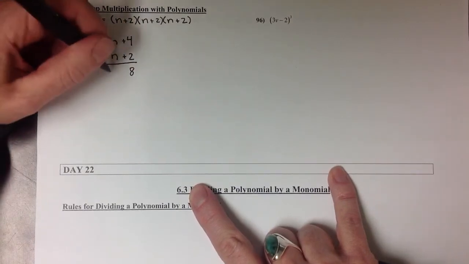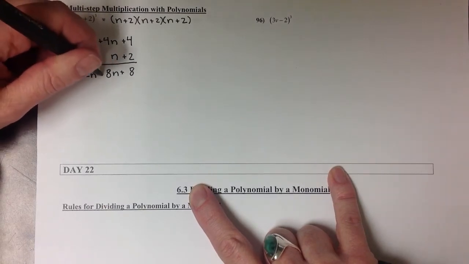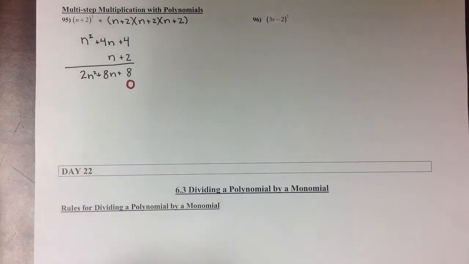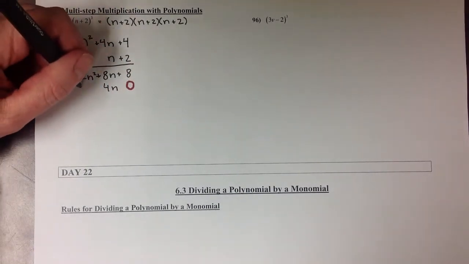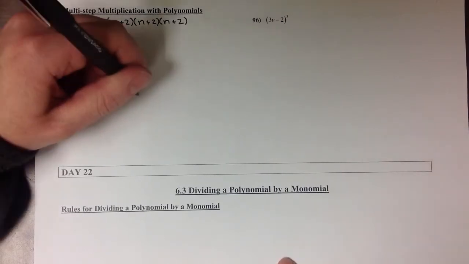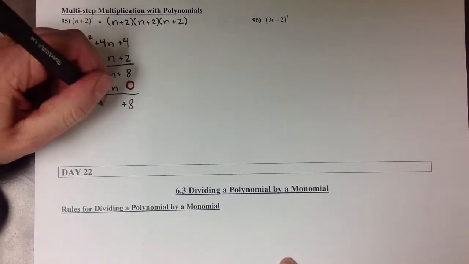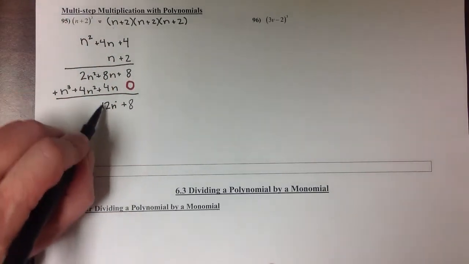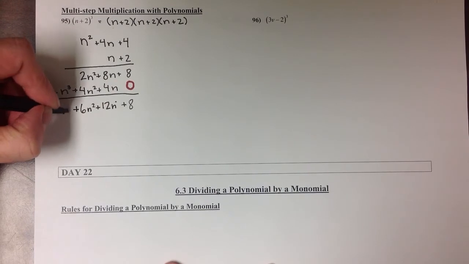we get 8n, 2n squared, our placeholder 0, and then 4n squared, and n cubed, with all of our terms being positive, for a final answer of 8, 12n here, 6n squared, and an n cubed.